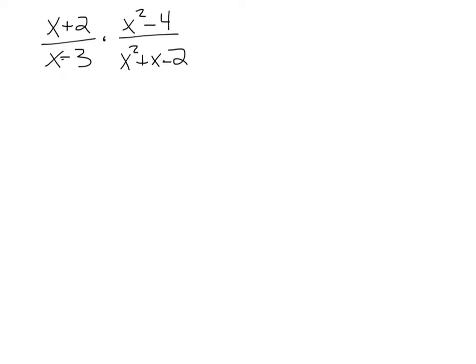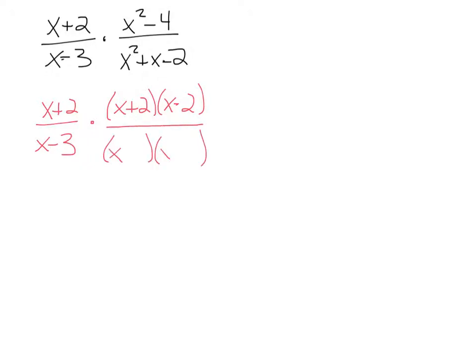Okay, so for our first example on multiplying rational expressions, always just start factoring. In this first fraction, there's nothing that we can factor, so we're going to leave that one alone, but both numerator and denominator in the second fraction can be factored. So I'm just going to recopy the first fraction, and now we have a difference of squares, so x plus 2, x minus 2, and then in the denominator we have plus 2 and minus 1.